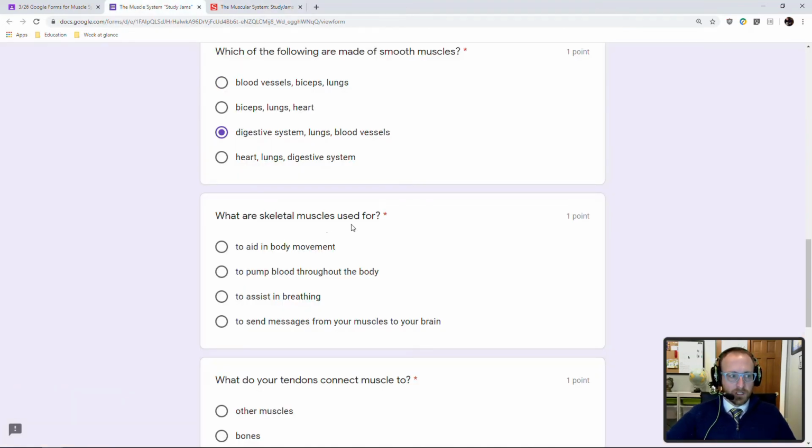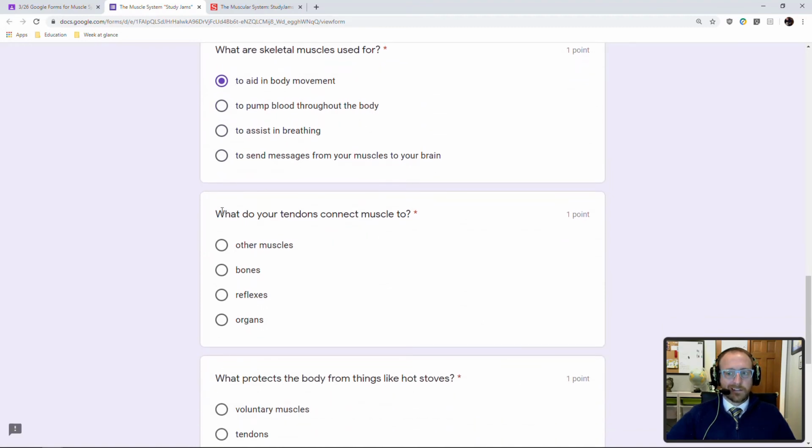What are the skeletal muscles used for? Well, let's take a look here. To aid in body movement. That sounds pretty good. To pump blood throughout the body. To assist in breathing. To send messages from your muscle to your brain. There we are right there.